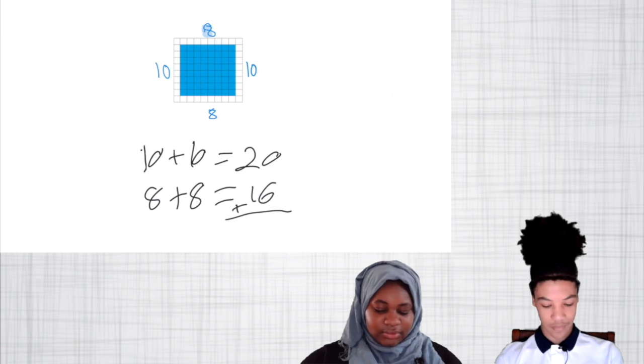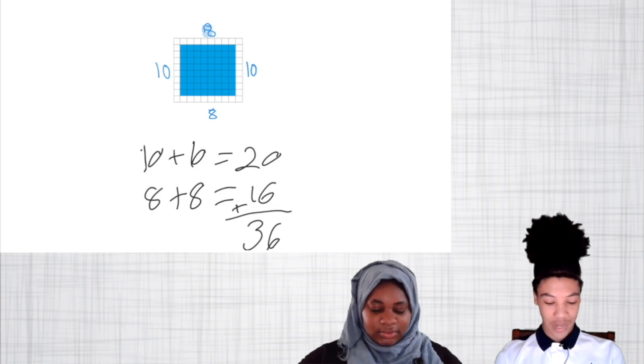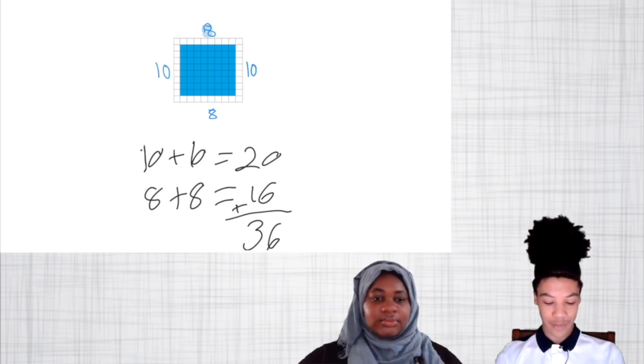And what's your thinking there? My thinking here is we can add up the 2 10s to get 20, and then we add up the 2 8s to get 16, and then we can add up all the sides together, which should give us 36 tiles. What do you think of that, Haleemah? I agree. And could either one of you get that combined into one equation?